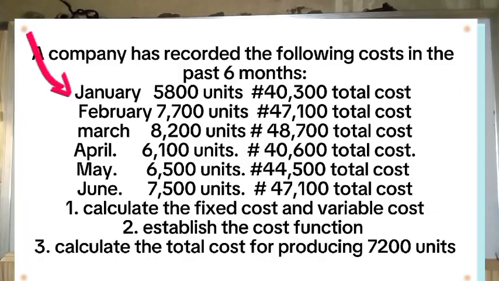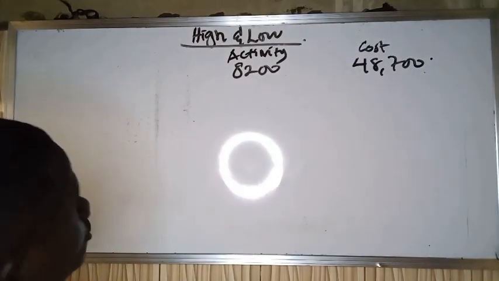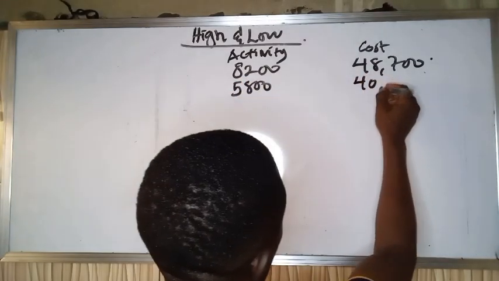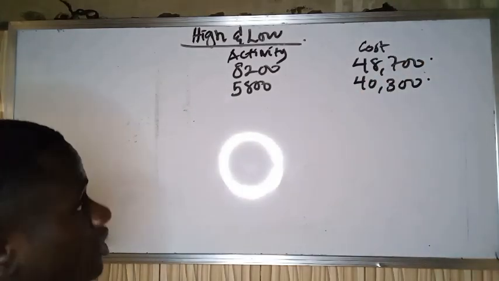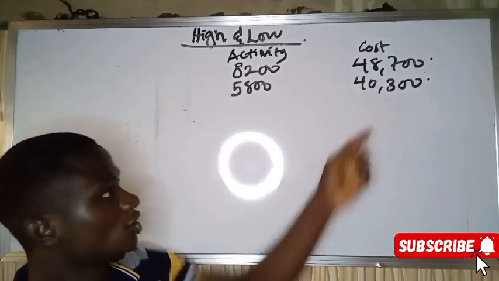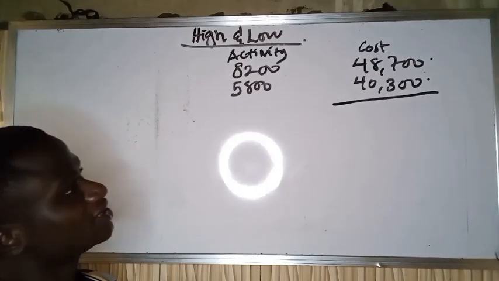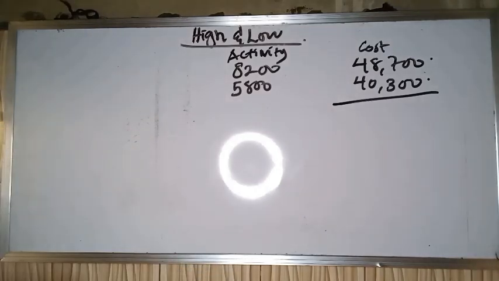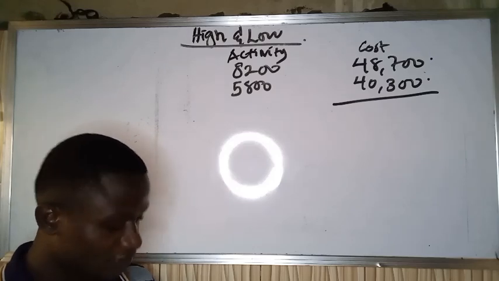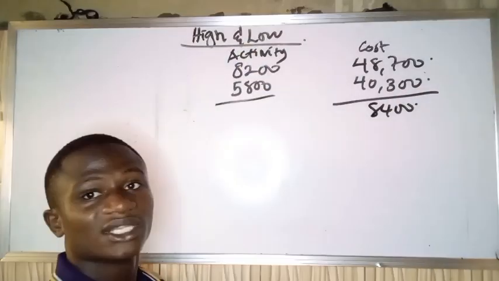The lowest level of activity, on the contrary, is the month of January: 5,800 units for 40,300. I already explained earlier that I need to subtract this from this to get my variable costs. So I will say 48,700 minus 40,300, and that gives me 8,400. So 8,400 is the variable cost for one level of activity.